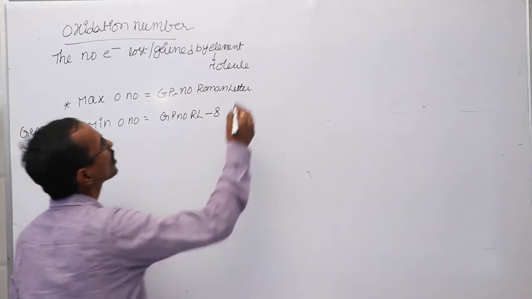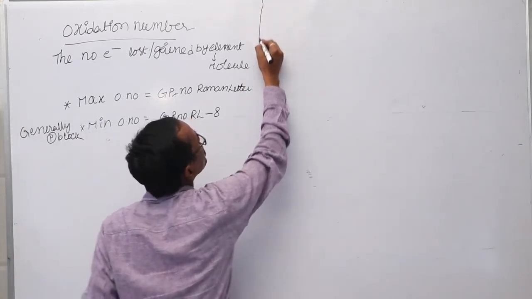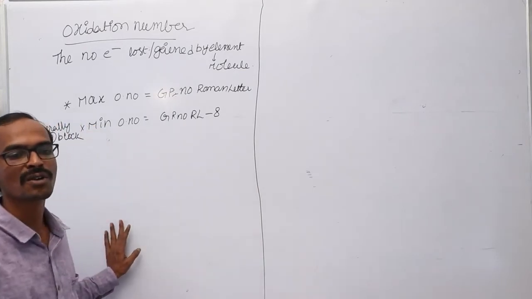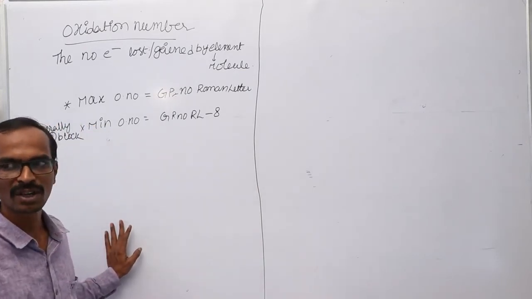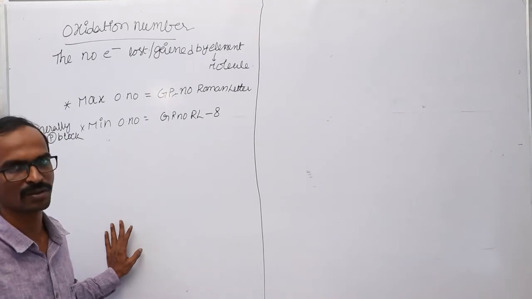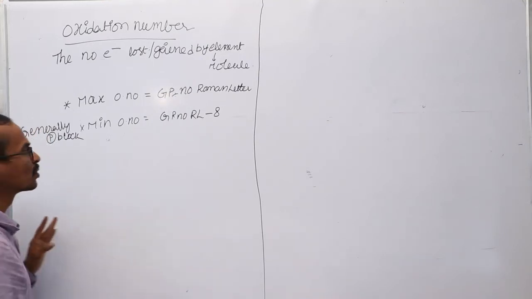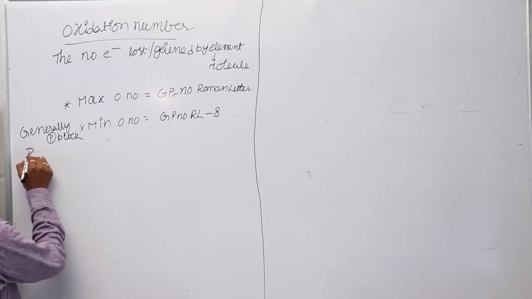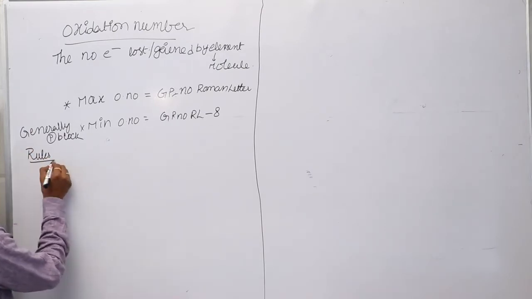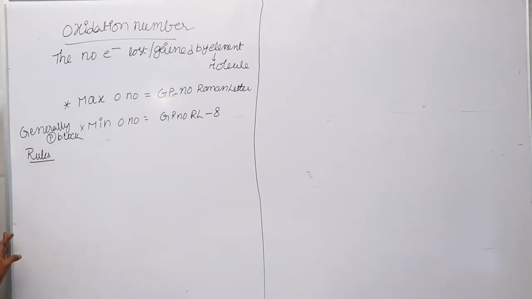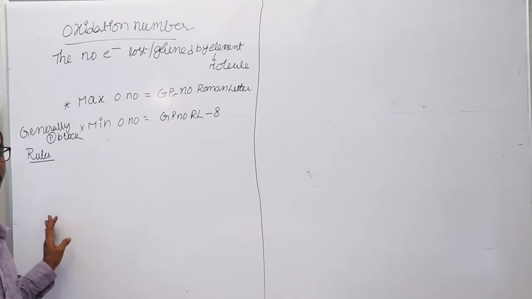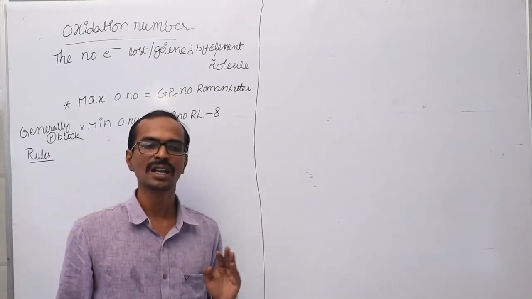So during the calculation of the oxidation numbers, what are the different points we have to remember? What are the rules for calculating the oxidation number?